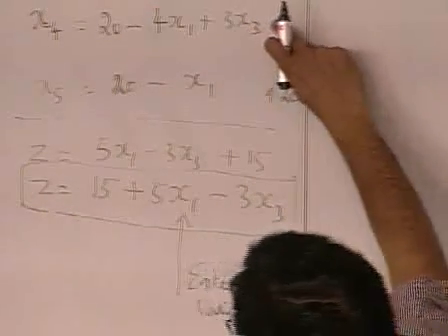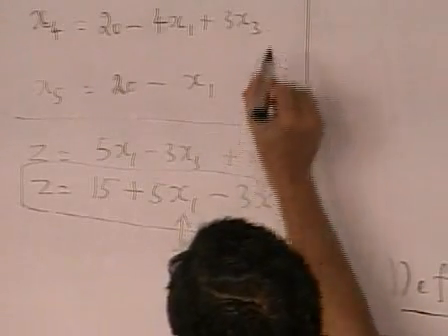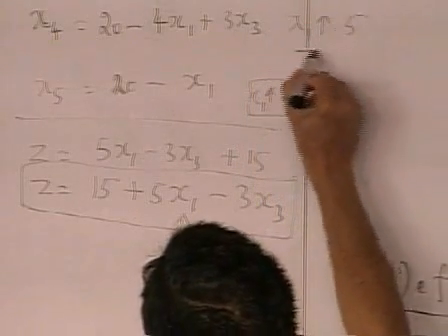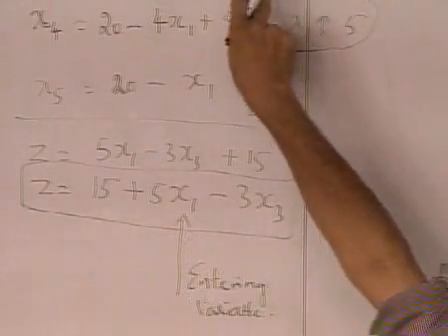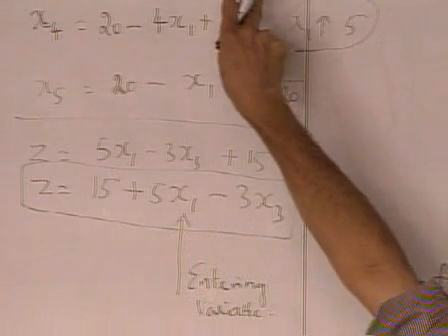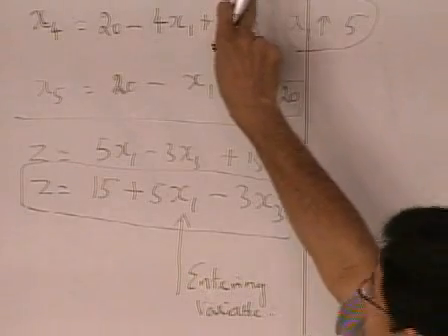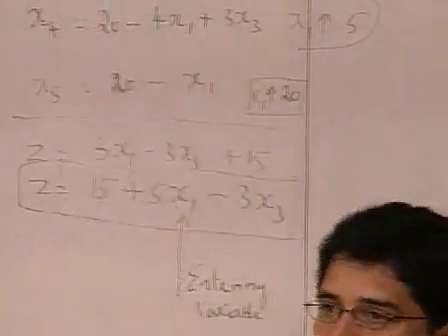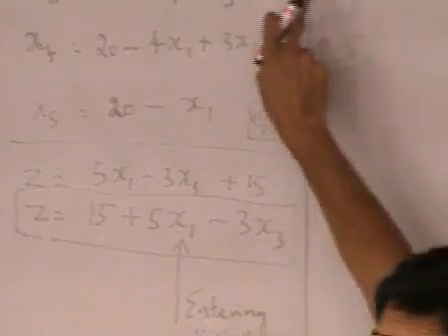What about this? This says x1 can go up to 5. And what about this? This doesn't limit the increase of x1, right? If we increase x1, x2's value is also going to increase, and that's not going to cause anything for us. So this doesn't give us anything.